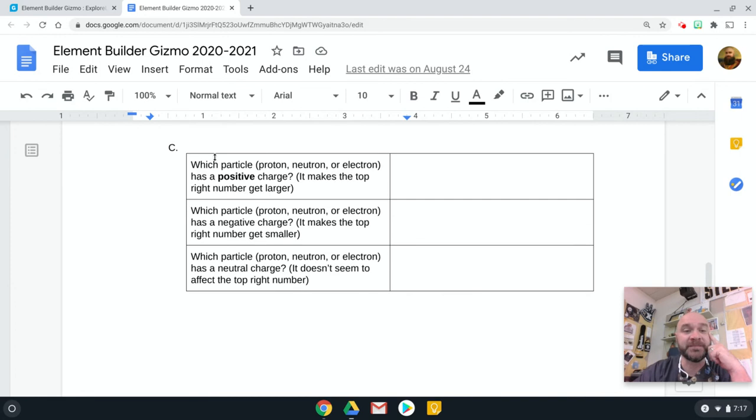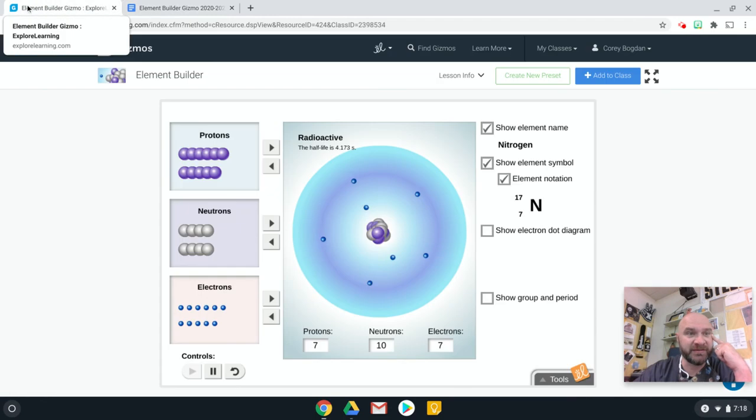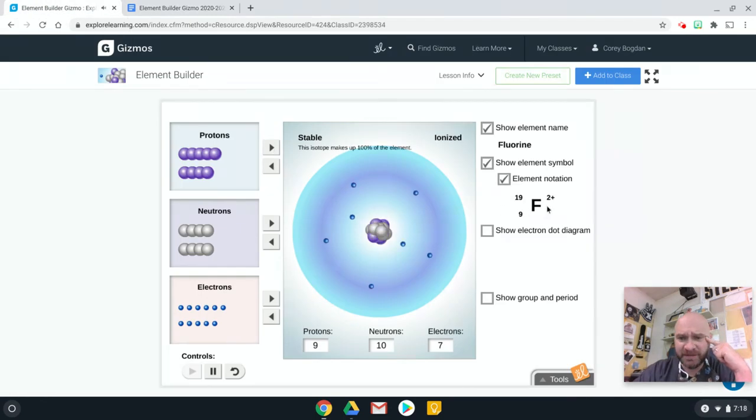All right, part C. Which particle, and my answer choices are proton, neutron, or electron, has a positive charge? It makes the top right number get larger. So right now it's at +2. If I add electrons, my number gets smaller.